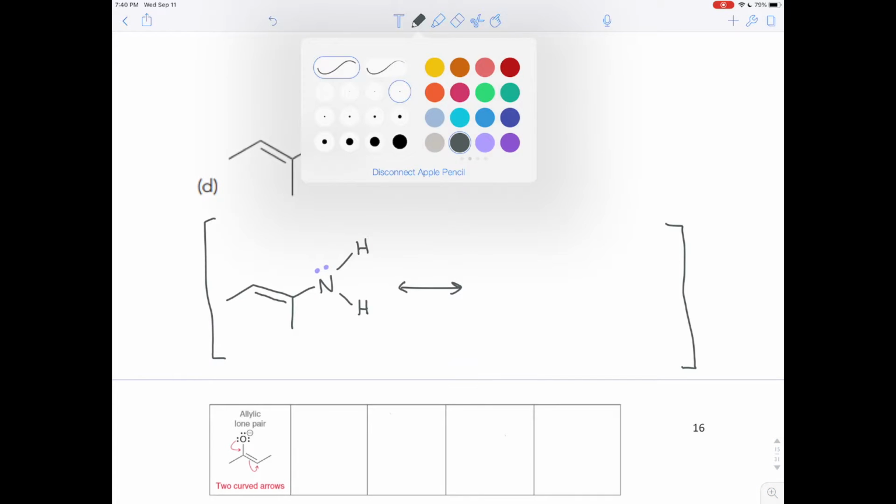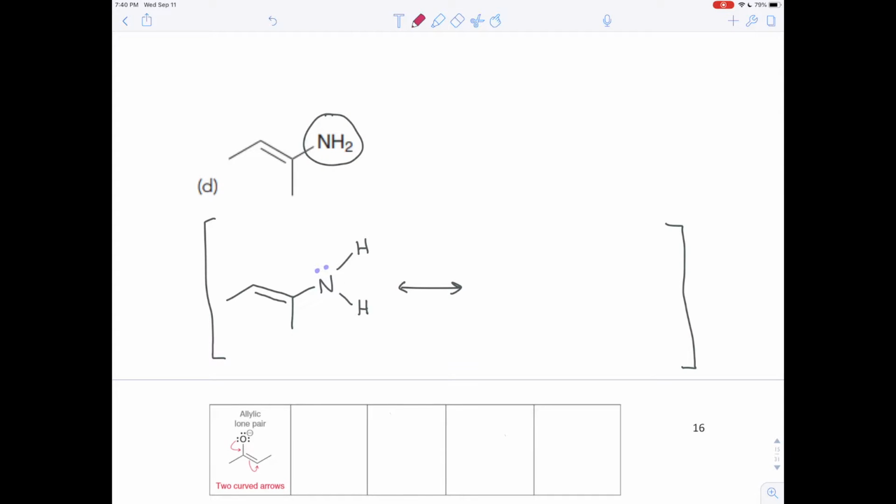So when you learn these patterns, you don't just want to memorize allylic lone pair. You also want to know the pattern of curved arrows that go with that. So if you have an allylic lone pair, the allylic lone pair always goes to form a bond toward the double bond. And the electrons in the double bond always go to form a lone pair on the atom in the double bond that's further away from the lone pair.